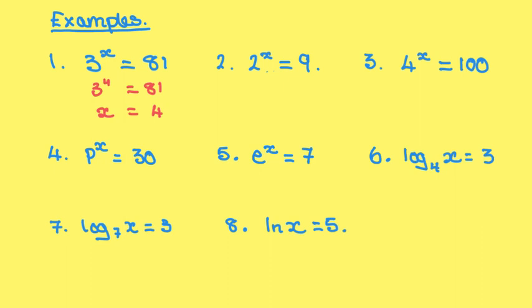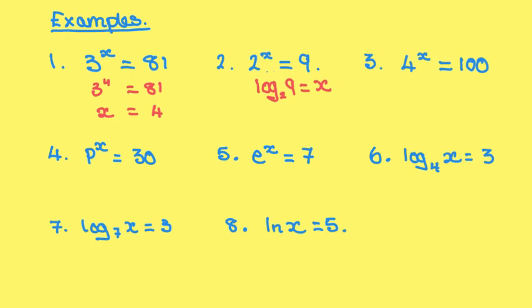In the second one, 2 to the power of x equals 9. Well, 2 squared is 4, 2 cubed is 8, 2 to the power of 4 is 16, so it is somewhere between 3 and 4, but I can't do it in my head, so I could write down log to the base 2 of 9 equals x.